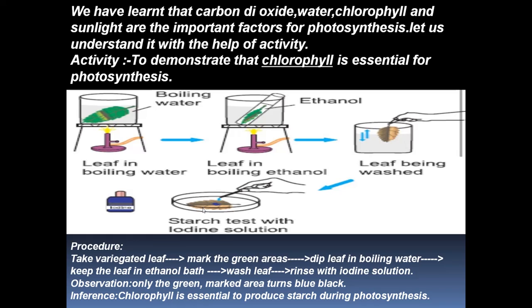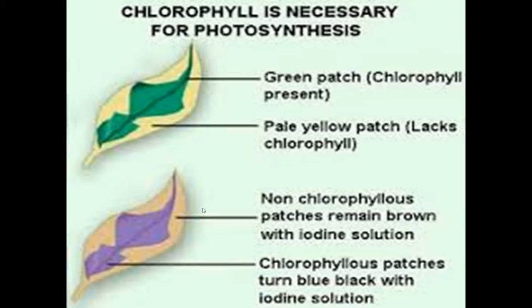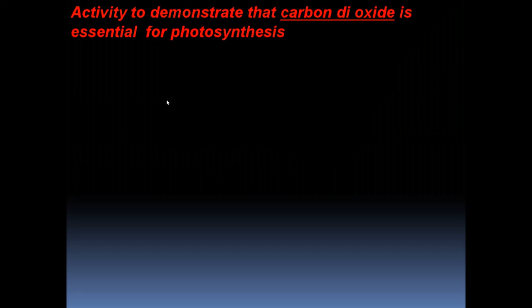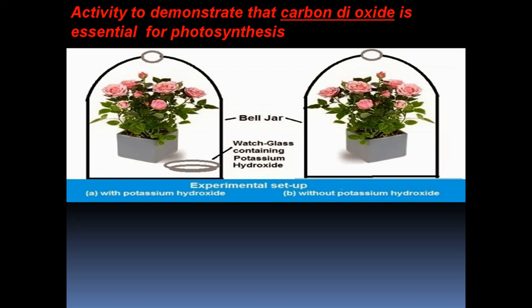Only the green areas that were marked will turn blue-black. The non-green areas do not turn blue-black. This indicates that chlorophyll is essential for carrying out photosynthesis. Let us move on to the next activity. This is the activity to demonstrate that carbon dioxide is essential for photosynthesis.